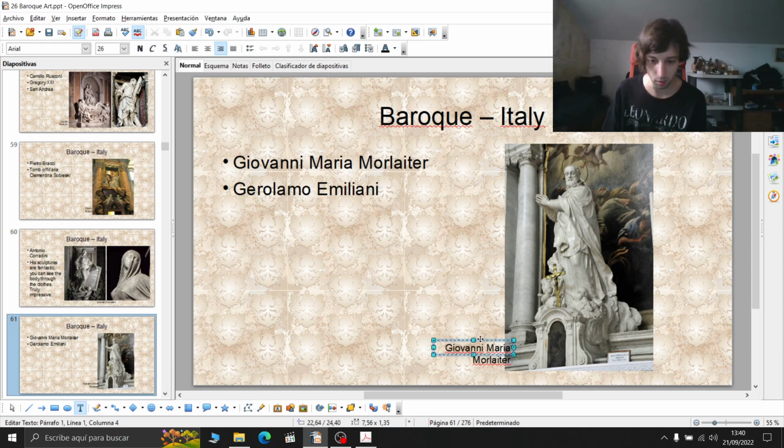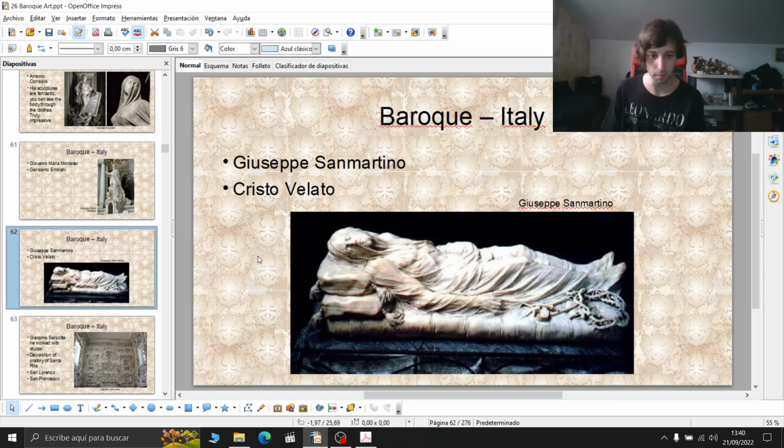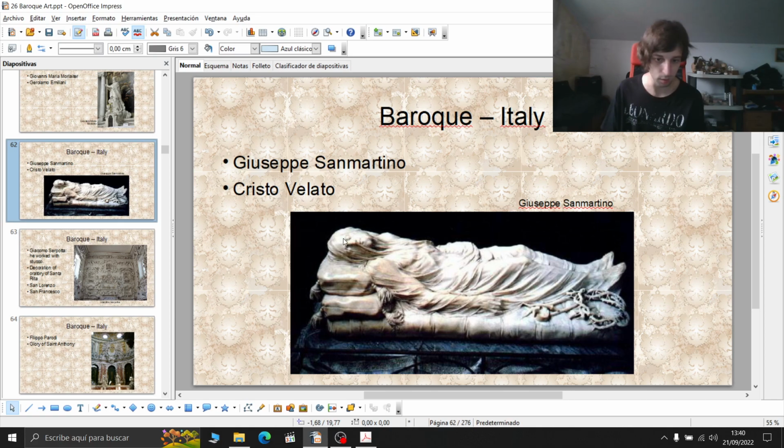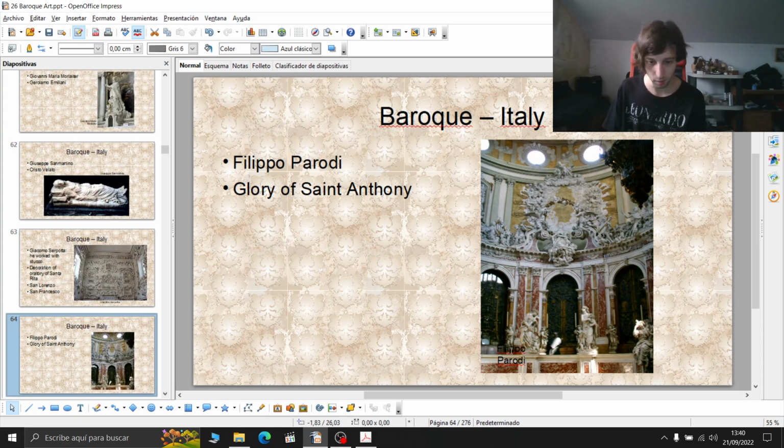Giovanni Maria Morlaiter with Gerolamo Emiliani. Giuseppe Sanmartino with Cristo Velato, also very wonderful for the clothes. Giacomo Serpotta worked with stucco decoration of the Oratory of Santa Rita, San Lorenzo, San Francisco. Filippo Parodi with Glory of Saint Anthony.